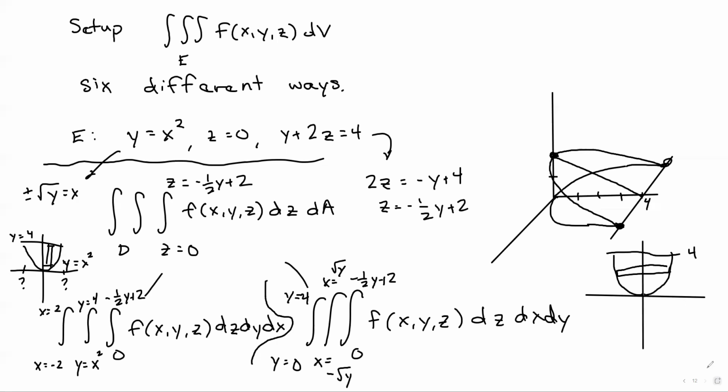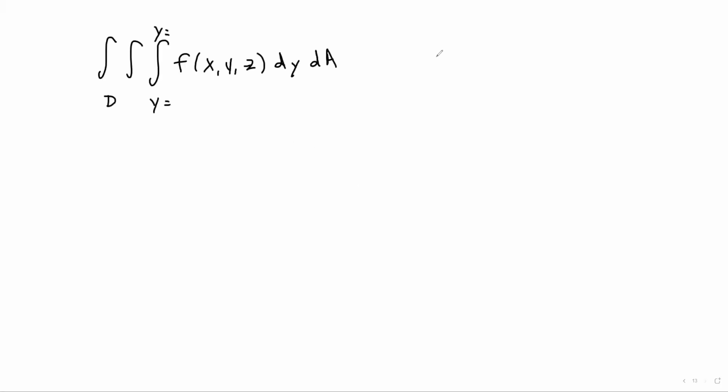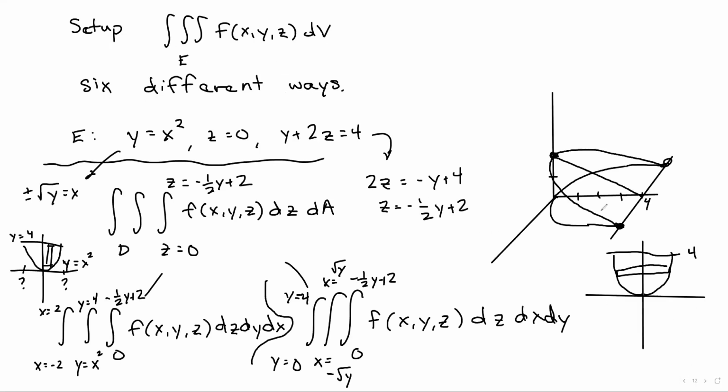Let's do y next. So if we're going to do y next, we're going to have our triple integral here, f of x, y, z. We're doing y next. Then we're going to do dA and d. So we need y equals and y equals. Okay, so let's look at our picture here. Oh wait, no, I wanted to do y last. Y is the hardest, sorry. Let's do x first. Sorry, I got confused there in terms of the order. So we want to do x next.